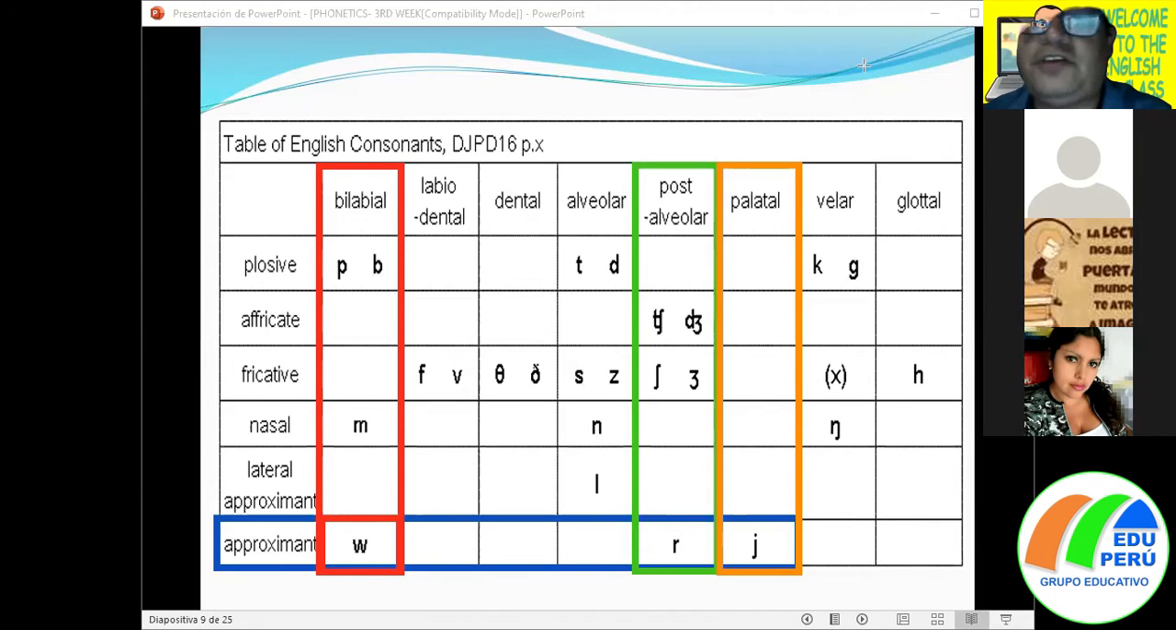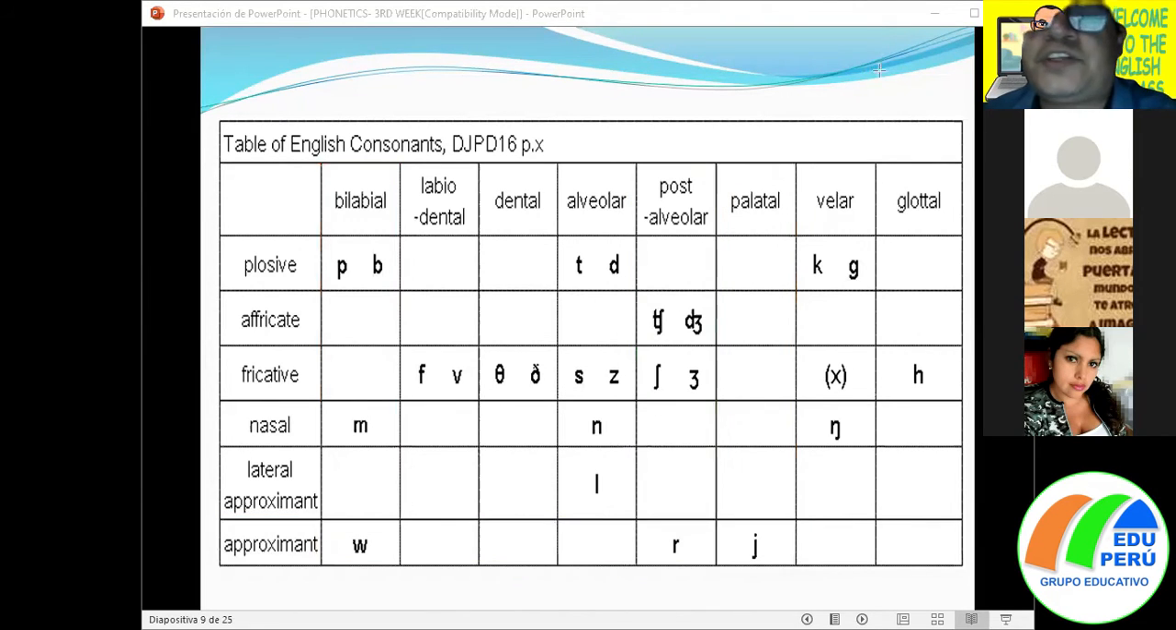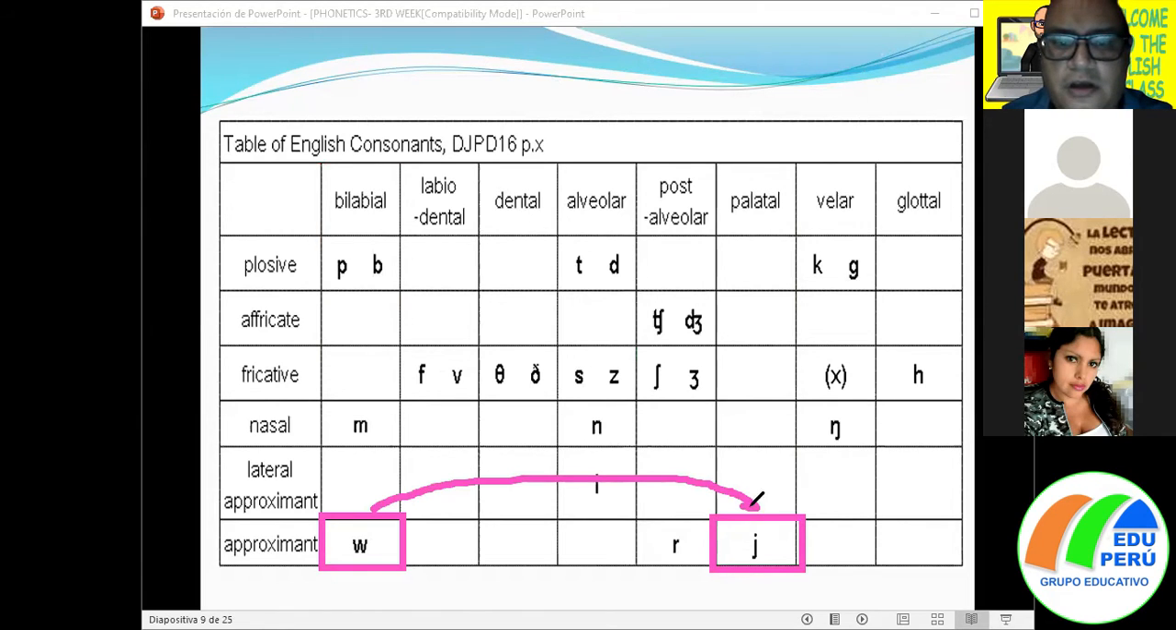Now, I want you to notice something interesting about two sounds. As I told you before, there are two sounds that we produce similar, not equal, to vowel sounds. What are they? The sound wa and the sound ya. Wa and ya.